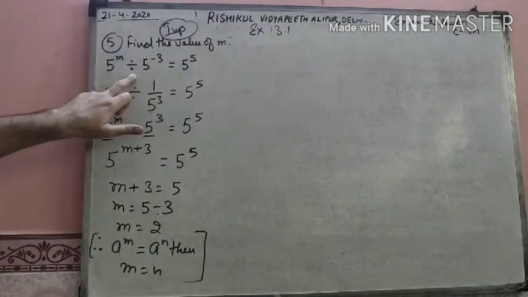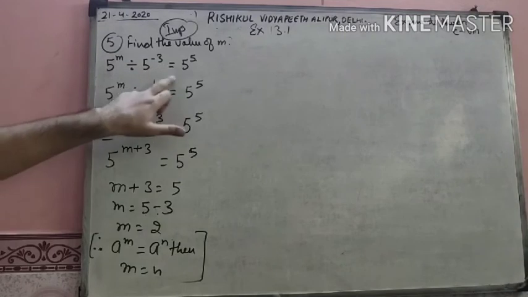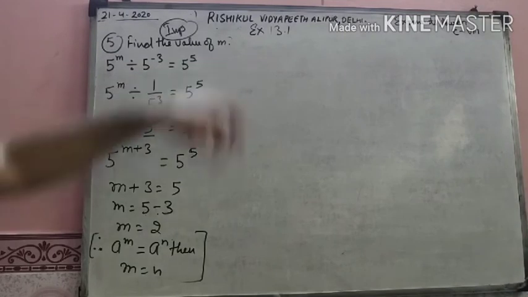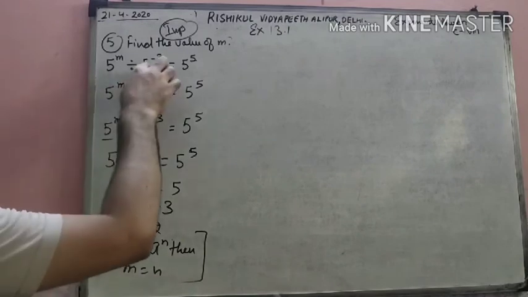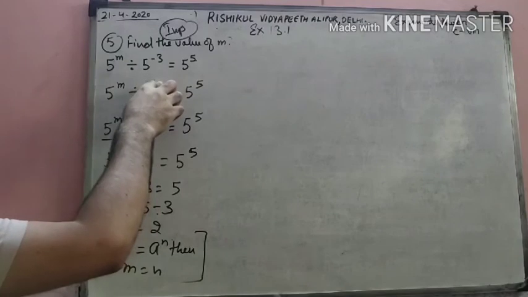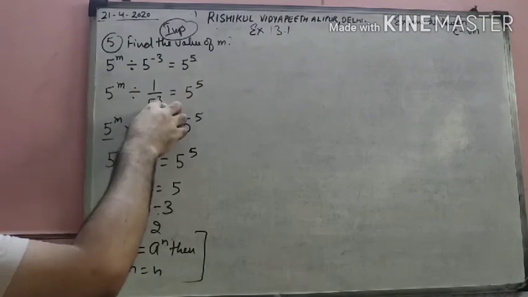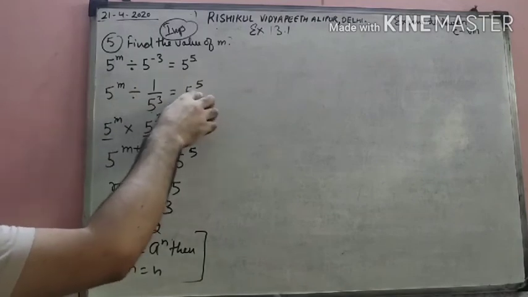5 raised to power m divided by 5 raised to power minus 3 is equal to 5 raised to power 5. What you have to do is find the value of m. Then 5 raised to power minus 3 can be written as 1 upon 5 raised to power 3, and that is equal to 5 raised to power 5.